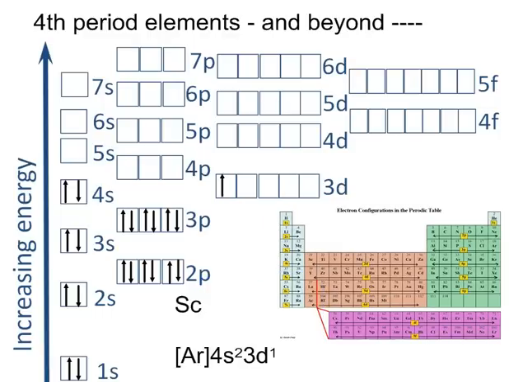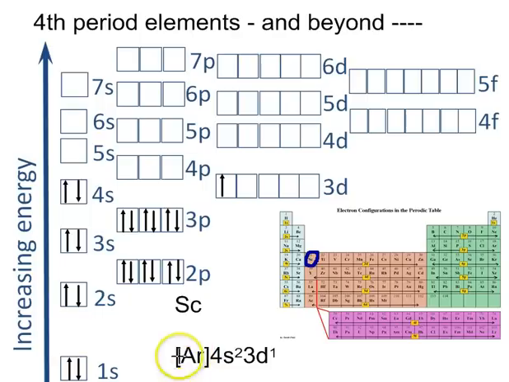The next element is scandium. Scandium is the first element in the D block, but what's interesting here is this is not 4d, this is 3d. And this is what gets a little confusing because this first row of the D block is in the fourth period, but those electrons are going into the third principal energy level. So this is where the overlap begins.